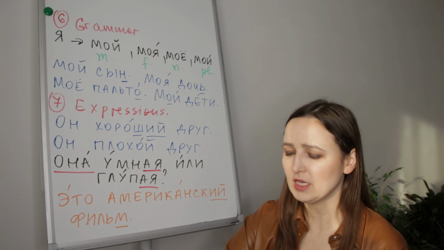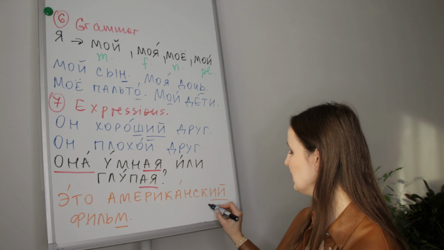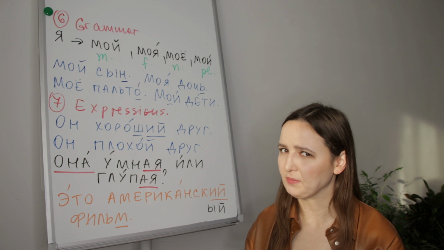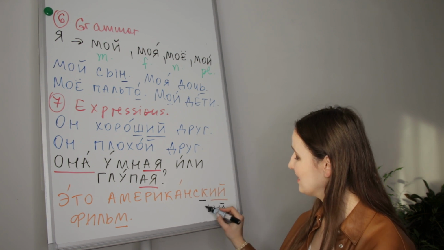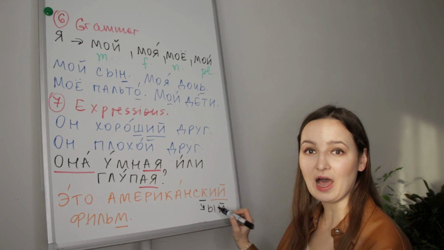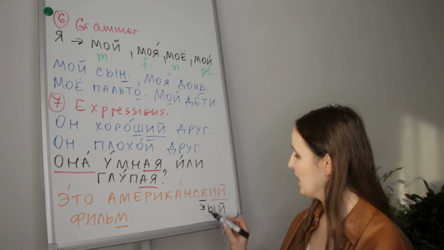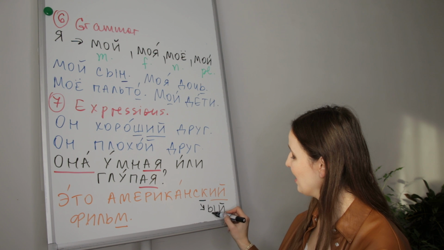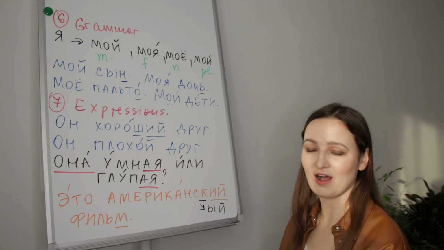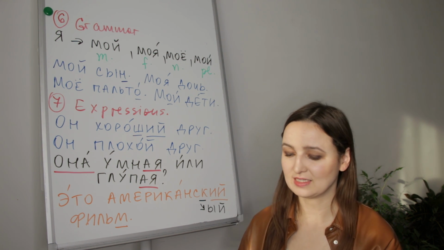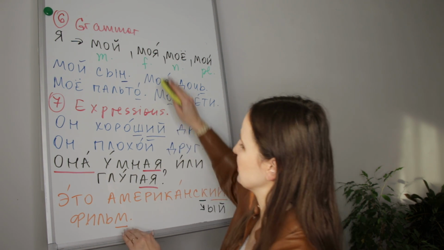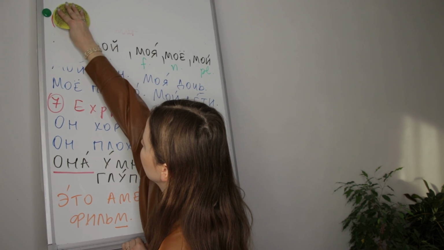Американский. Why here is the ending ий, not ый? Well, ый is the most common ending. Why? Because the letter К does not support ы after it. This is why we will write ий here, not ый, because you will never see ы after К. Это американский фильм. This is an American movie.